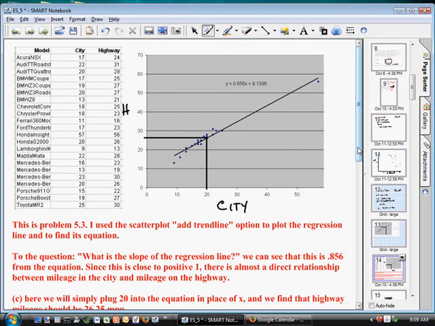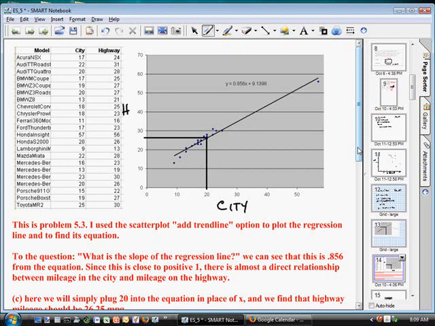Now, since we can see the correlation is high, this is pretty good. This is a pretty good model for predicting if it continues.